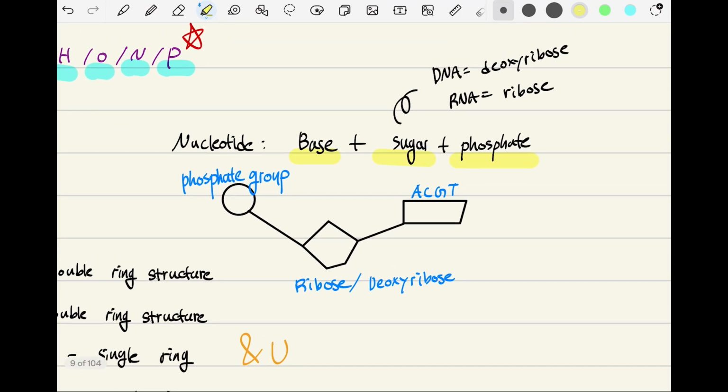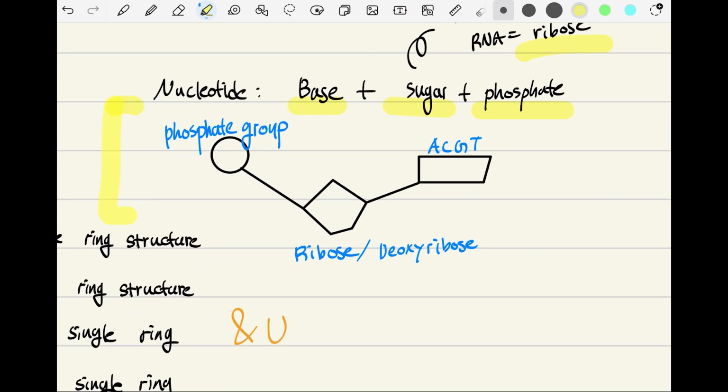And the sugar inside them, in DNA is called deoxyribose, and in RNA is called ribose. It's really easy to memorize this part because DNA starts with D, which refers to deoxyribose, and RNA starts with R, which refers to ribose.